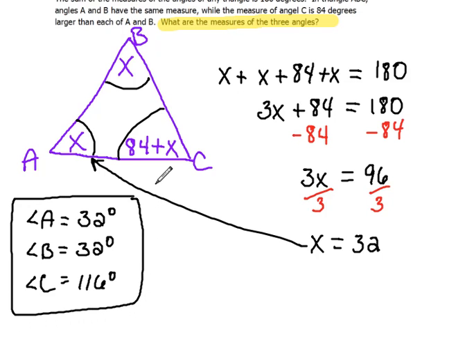Now we can quickly double check that, because if we add each one of those together, we should end up with 180, because all of our interior angles of a triangle are 180 degrees. And in fact, if you add those together, that is true.